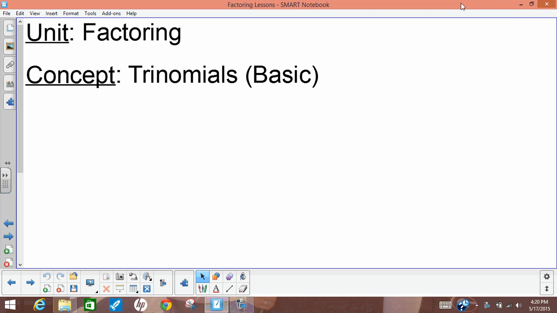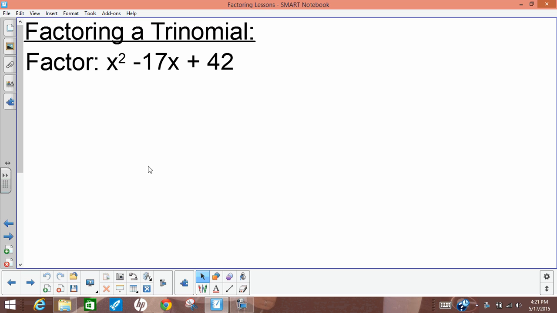Hey y'all, now that we know how to factor out common factors, we're going to talk about factoring a trinomial, which is a polynomial that has three terms, and it's one of the most common ones that you're going to see in Algebra 2. I call these the basic trinomials because the leading coefficient, the coefficient in front of the x squared, is 1.